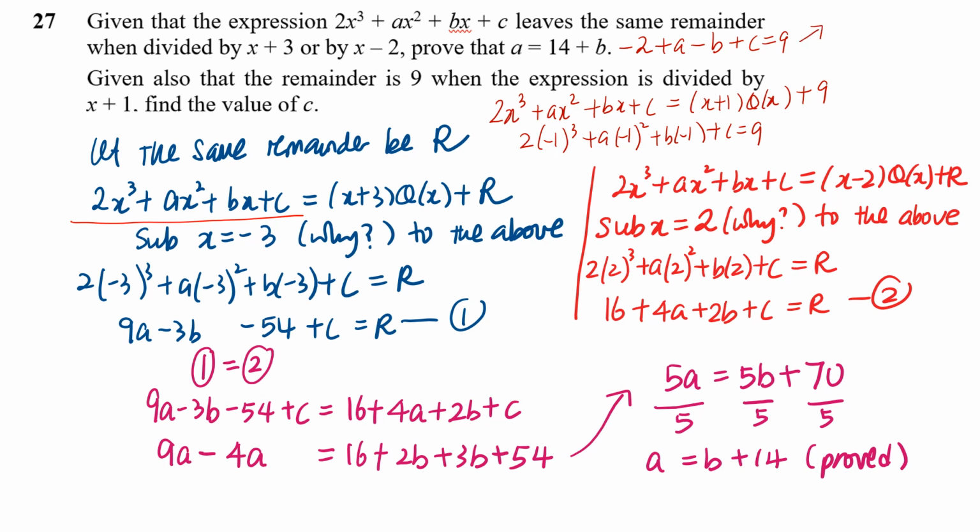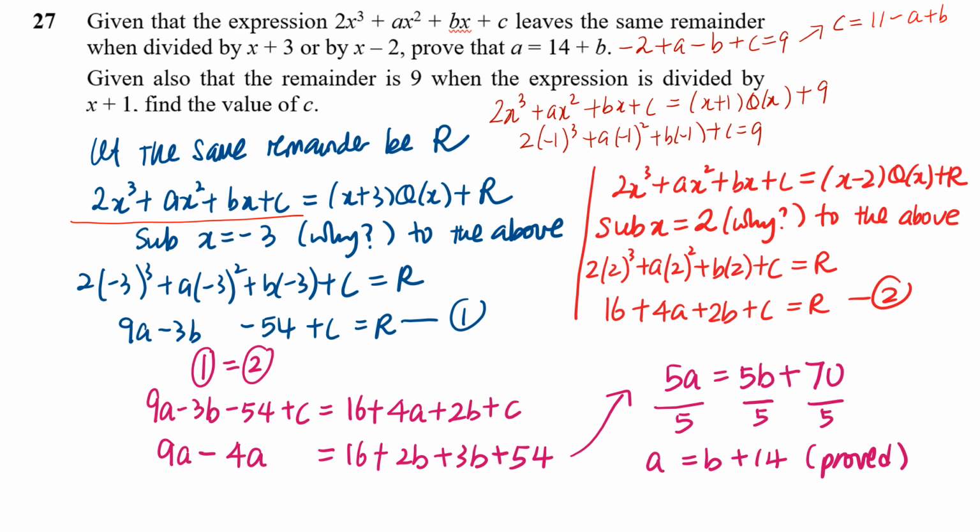So c is equals to 9 plus 2, that is 11, minus a plus b.